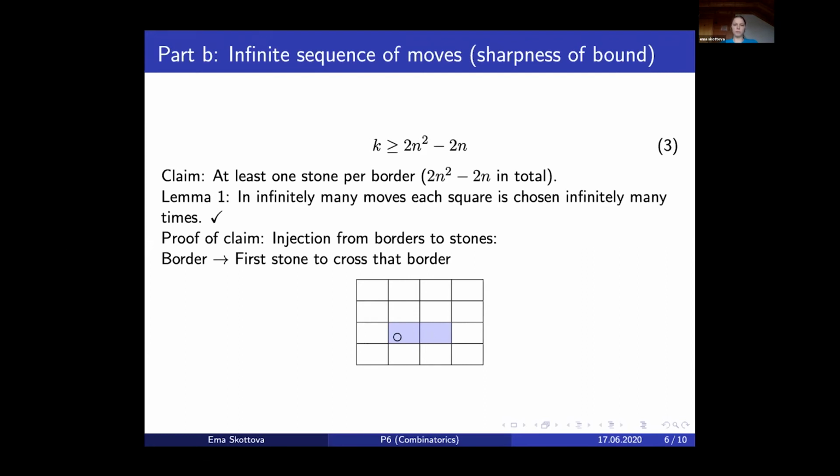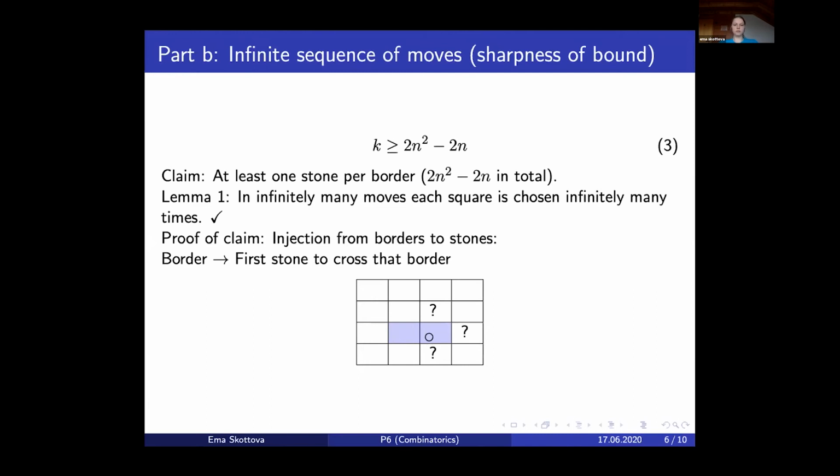And because of lemma 1, we know that each square has at least one move, which means that each border is crossed at least once. So every border will have its first stone. But now, what if the stone goes to one of those squares with a question mark and is also the first stone to cross the borders there? Because then it would not be an injection anymore, because multiple borders would have the same stone.